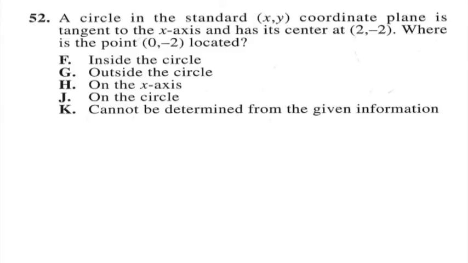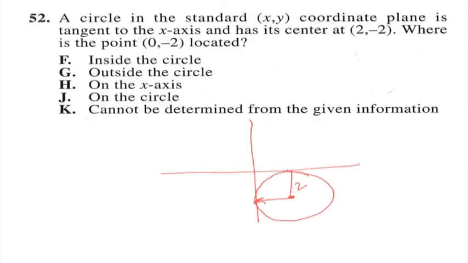52. A circle in a standard XY coordinate plane is tangent to the x-axis and has its center at (2, -2). Where is the point (0, -2) located? So we're going to draw this out. It has its center at (2, -2), right here. It tells me it's tangent to the x-axis, so this is the x-axis. What that tells me is it has a radius of 2, which means it would also be touching the y-axis over here, 2 away, because I am only 2 over on the x-axis. So the point would actually be on the circle, or J.